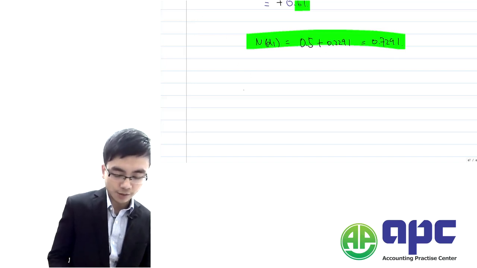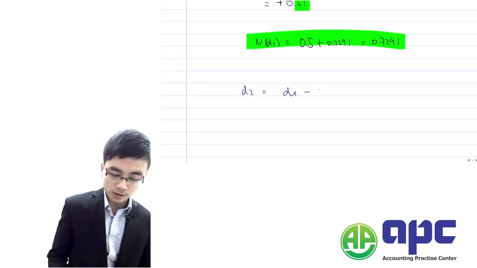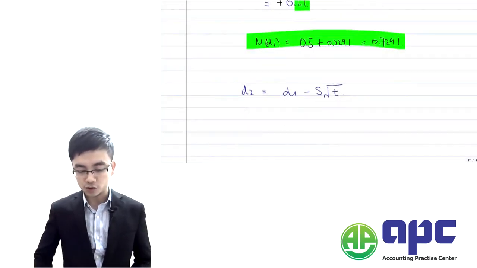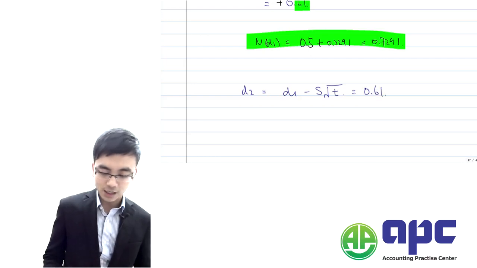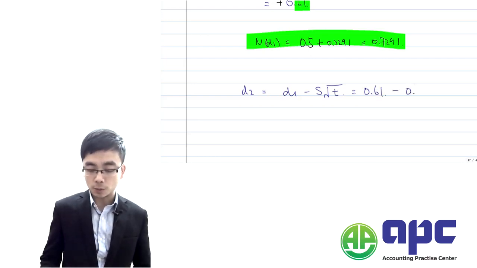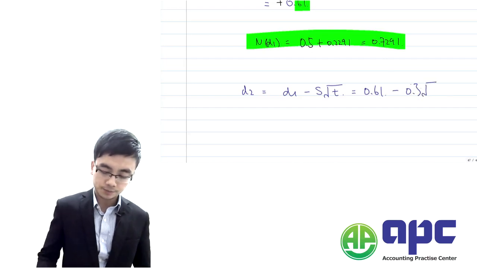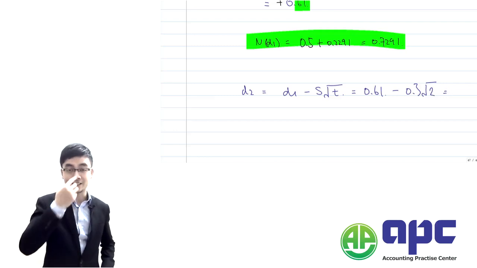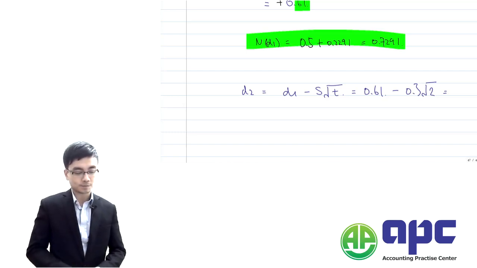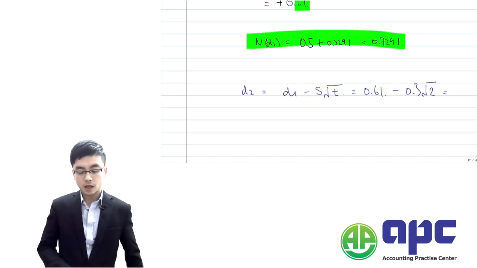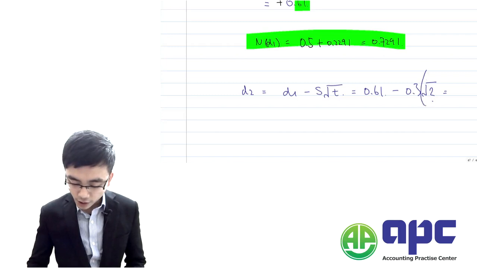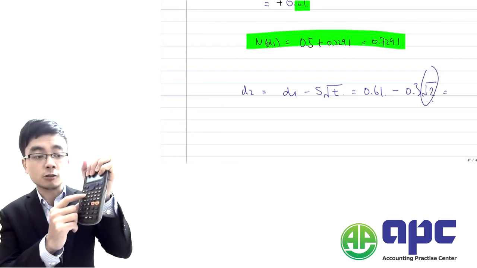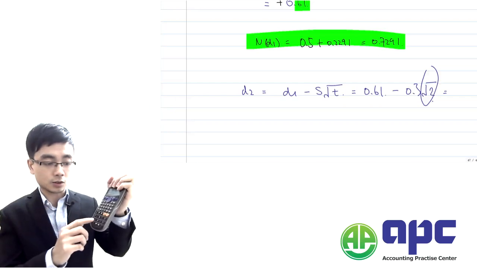Now let's work out D2, which equals D1 minus the standard deviation times the square root of the time. D1 is 0.61, as we just calculated, S stands for 0.3, and T is 2. If you plot that into a calculator, stop the tape now for 30 seconds and see how you get on. For the square root, you can see the square root button on your scientific calculator, and that's all you need to do.